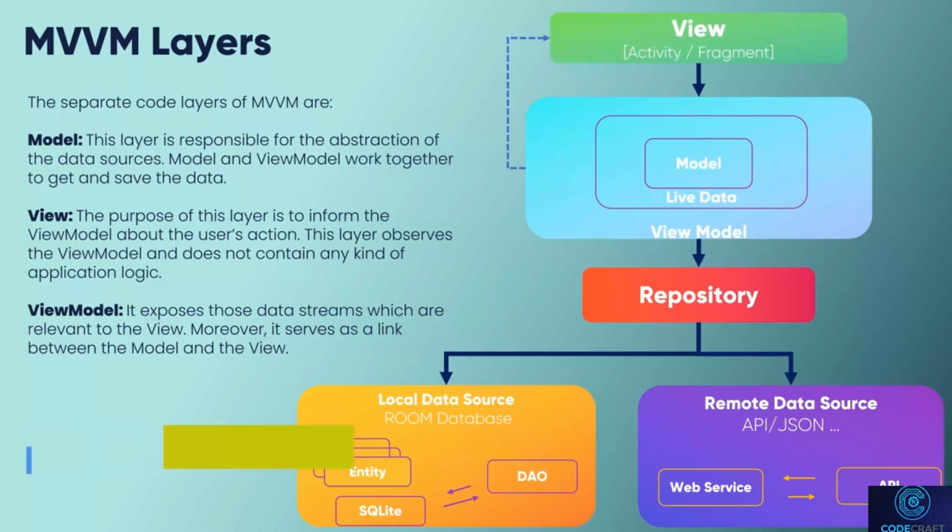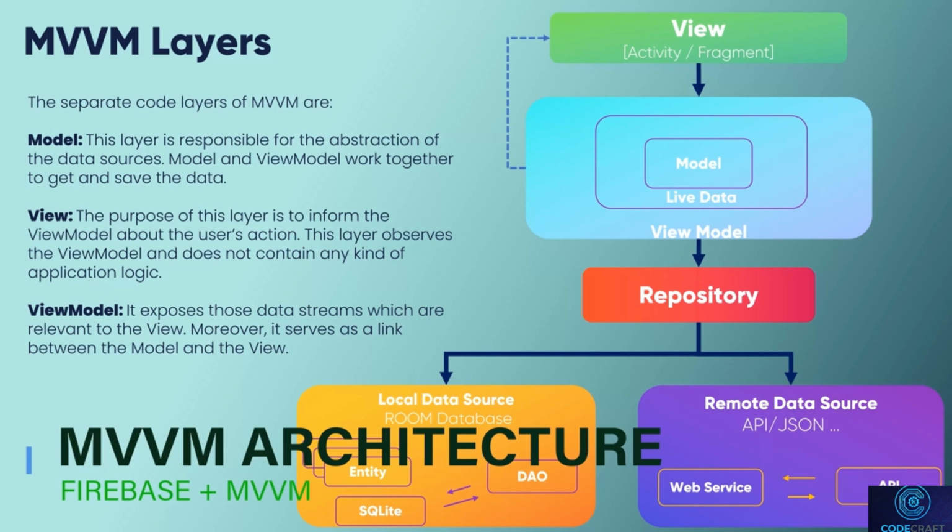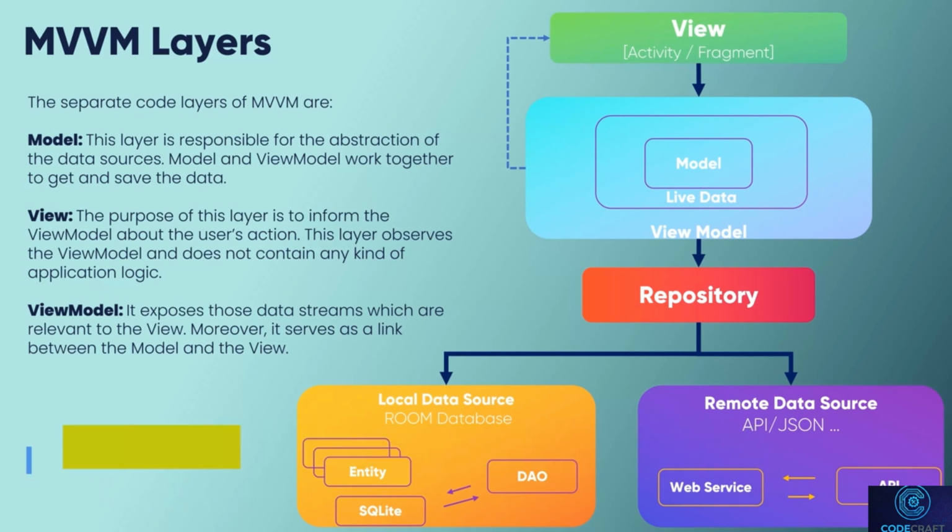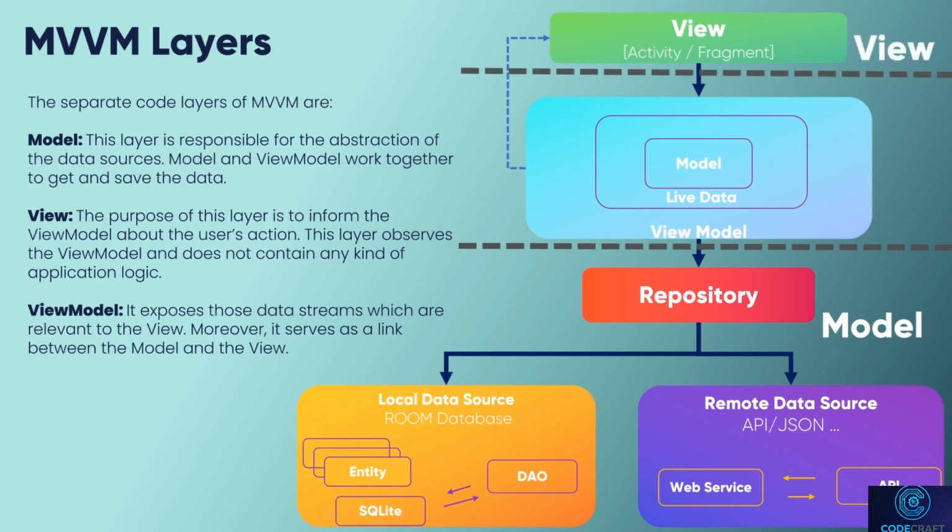While building our application, we're going to follow the MVVM architecture. MVVM, which stands for Model-View-ViewModel, is an architectural pattern commonly used in Android app development to separate the concerns of the user interface and business logic. We have three layers: model, view, and ViewModel.